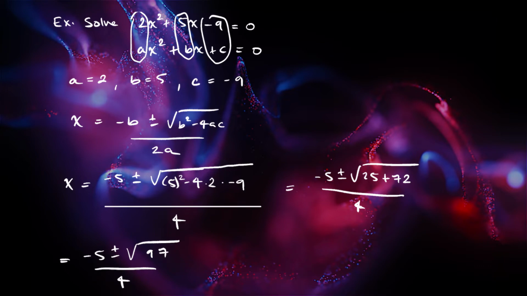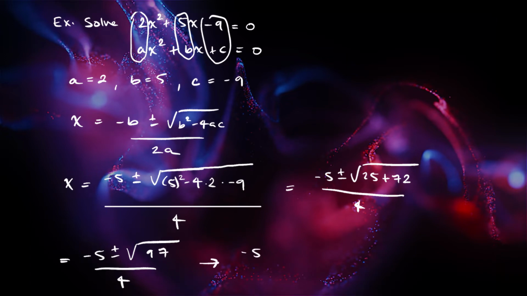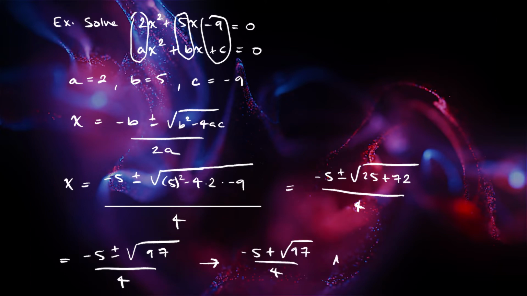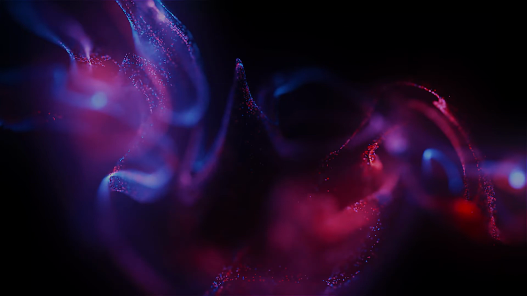And so what you can see is that because we have this plus or minus here, this is telling us our quadratic actually has 2 solutions, right? Remember that some quadratics are symmetrical in that sense, right? They have 2 roots. And so this tells us that the solutions of this specific quadratic are negative 5 plus the square root of 97 over 4 and negative 5 minus the square root of 97 over 4. Right, cool. Let's look at a bit more of a difficult example.